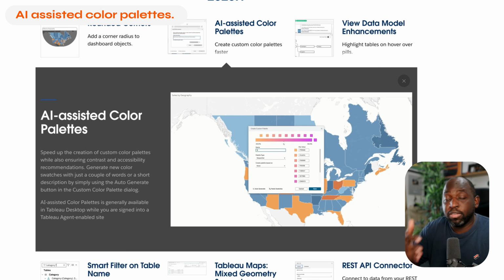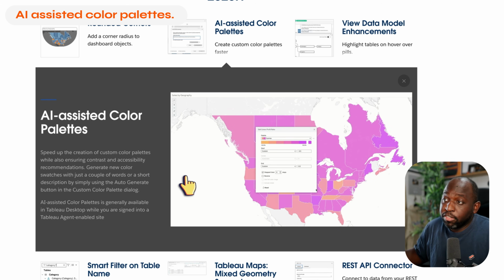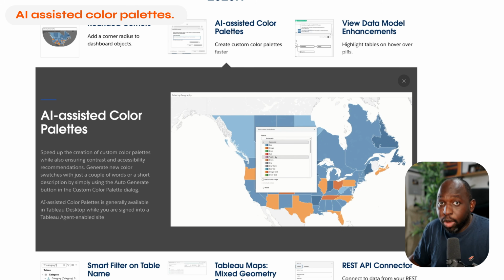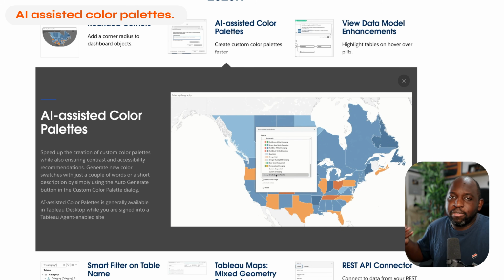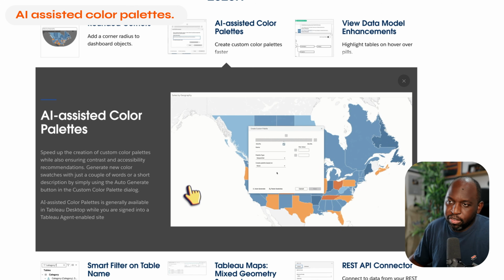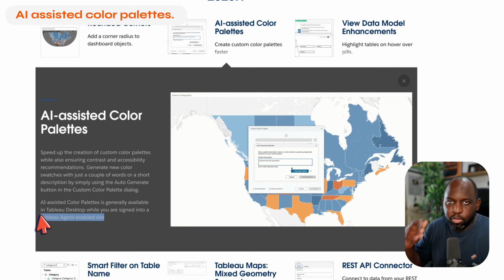If you have Tableau Pulse, then you probably have the same capability already set up. And you can see that it's actually quite nice. Being able just to type something and get a color palette immediately is going to be quite good. Again, taking away time that we spend formatting. So this is good. Generally available in Desktop while you are signed into a Tableau agent enabled site. So that's the detail I was calling out there.